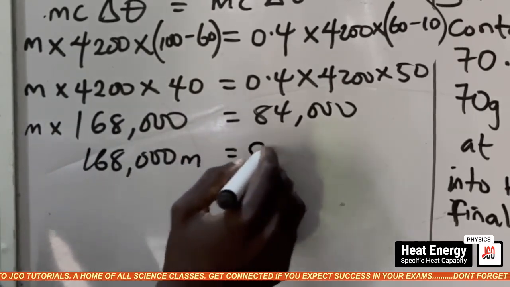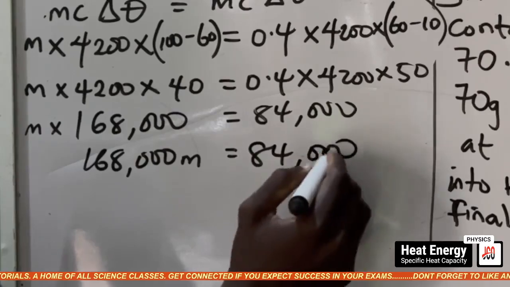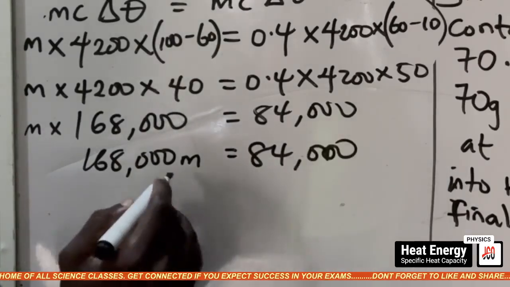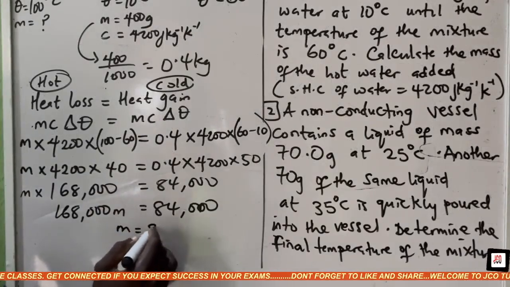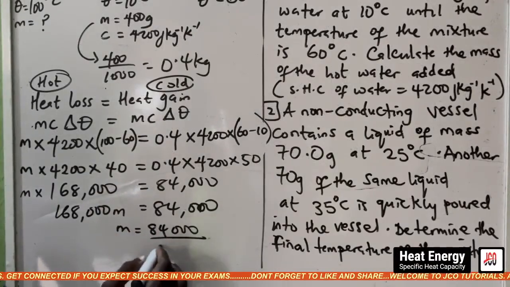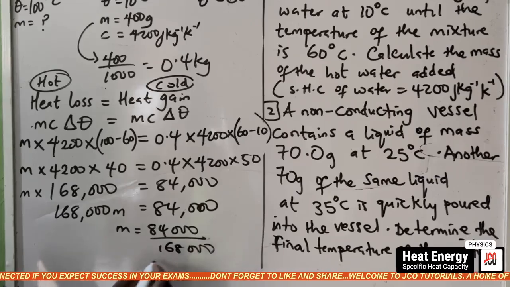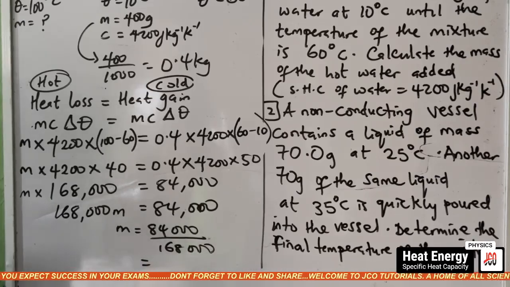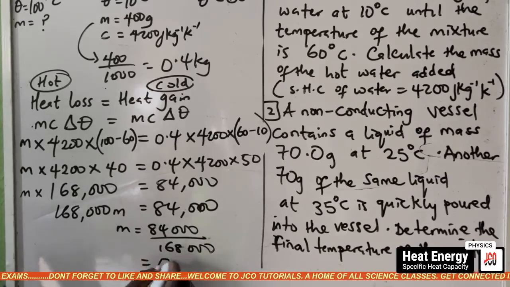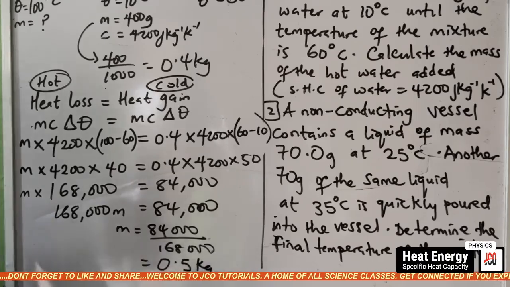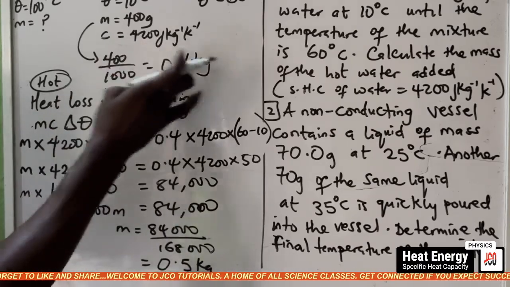M is what? 84,000 divided by the coefficient of M, which is 168,000. M is 84,000 divided by 168,000. That gives you 0.5 kg. Why is it in kg? We already worked with kg.